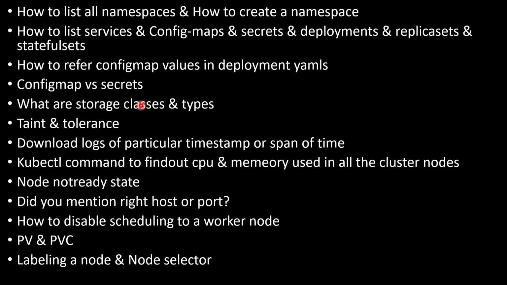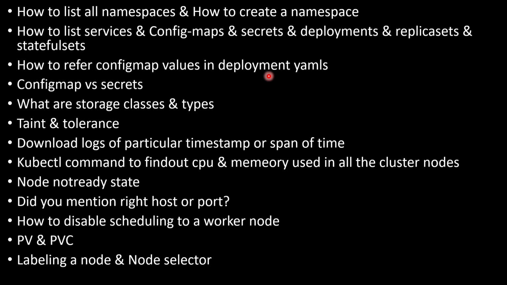And how do we refer config map values in deployment YAML files? We can pass it in the environment block in our deployment file, where we use refer from, and we give the config map name and key name also. From that we'll refer. Whatever values are there in the config map, that will be reflected into your deployment.